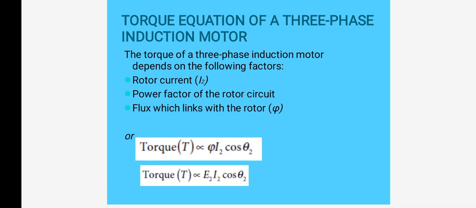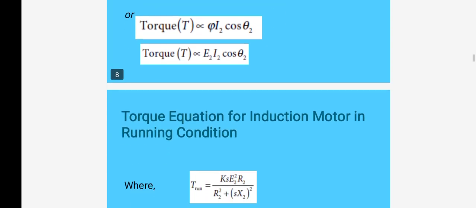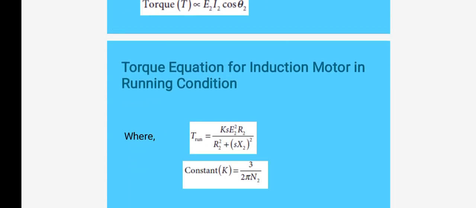Then what is the torque equation of the three-phase induction motor? The torque of a three-phase induction motor depends upon the following factors: rotor current I2, power factor of the rotor circuit, and flux which links with the rotor. Torque T is directly proportional to phi I2 cos phi2, or to E2 I2 cos phi2. The torque equation for the running condition is T = K s E2 R2 / (R2 squared + (s X2) squared), where the constant K is 3 / (2 pi Ns).